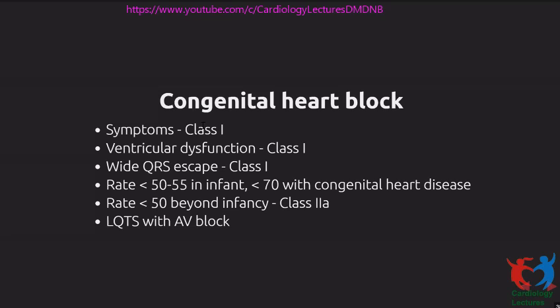If they don't have symptoms, we typically evaluate for cardiomegaly on X-ray, or reduced ejection fraction on echo, or a wide QRS escape on the ECG. So any of these would be an indication to consider pacing in these patients. Purely rate-based cutoffs should always be taken as a sort of soft measure. Even though some rate cutoffs are given, you don't have to strictly adhere to these. You can look at the overall picture. But the general rate cutoffs given are, in an infant, 50 or 55 with a normal heart, and less than 70 in the presence of congenital heart disease.